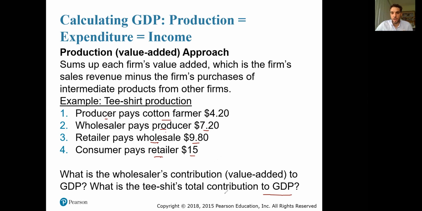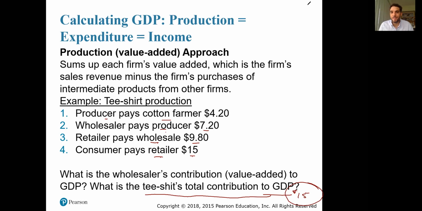The t-shirt's total contribution to GDP, remember, when we find GDP, GDP is just the market value of goods and services sold in the economy. Well, what's the market value of the t-shirt? Well, the t-shirt sells for $15. So the t-shirt's contribution to GDP should be $15. Okay? We can just do that by taking a look at the price that the t-shirt sells for. Relatively simple, relatively straightforward.